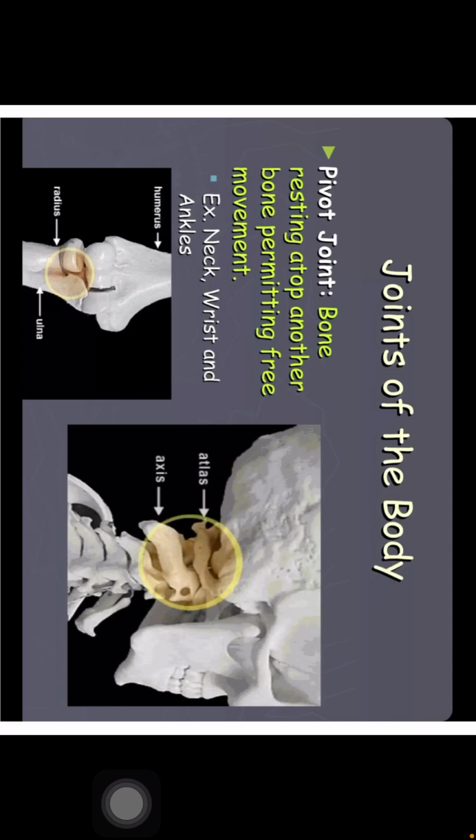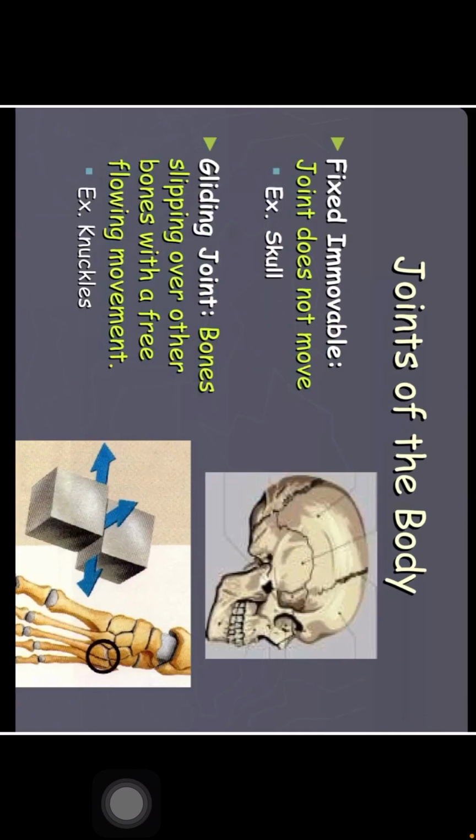Pivot joint: a bone resting atop another bone permitting free movement. Examples are the neck, wrist, and ankles. Fixed or immovable joints do not move. An example is our skull. Gliding joint: bones slipping over other bones with a free-flowing movement. An example is the knuckles.